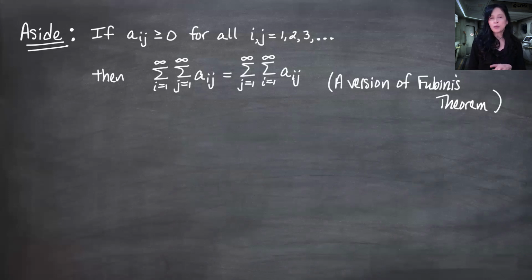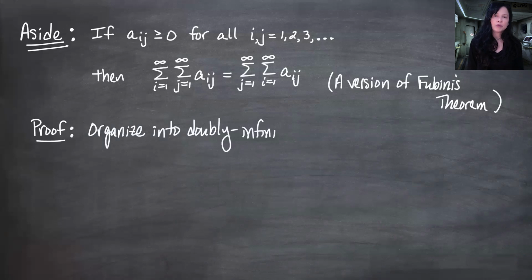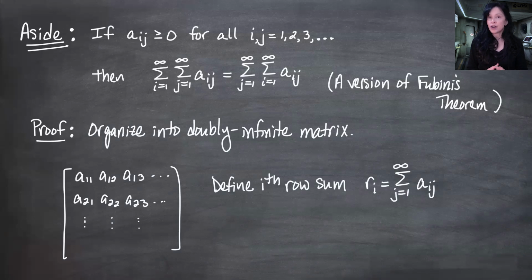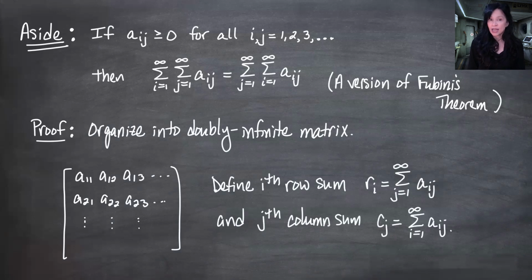To prove this, I'm going to organize these numbers into a doubly infinite matrix. So my 1,1 entry is going to be a11, my 1,2 entry is going to be a12, etc. And I'm going to define a little notation. So the sum of everything in the ith row, I'm going to call this R sub i, R for row. And this is going to be the sum over j of the a sub ij. Similarly, I'm going to define the sum of everything in the jth column. I'm going to call this C sub j. And this is going to be the sum over i from 1 to infinity of a sub ij.